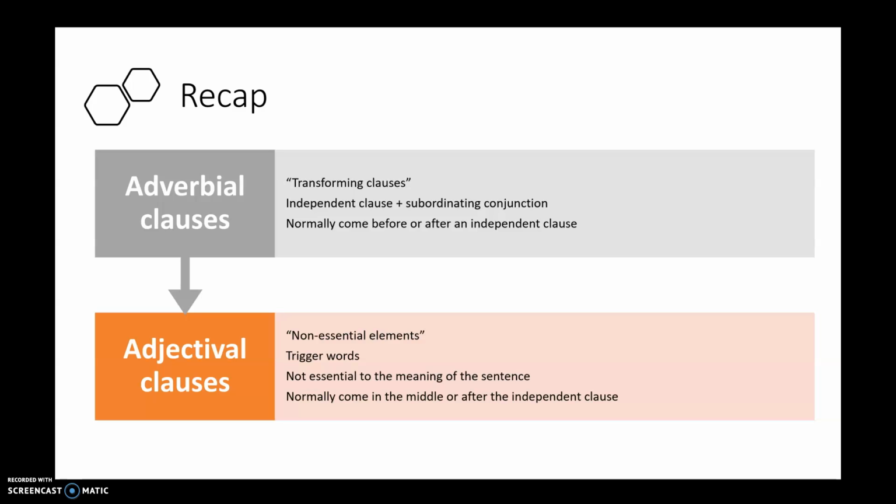Adjectival clauses were those non-essential elements. With those, you kind of want to look for those trigger words. Who, which, and such as were the ones that we talked about, although there are others. These are not essential to the meaning of the sentence. They're extra information. And they either normally come in the middle of the independent clause, or they come after the independent clause. And so that's everything on subordination that I feel like you need to know right now.